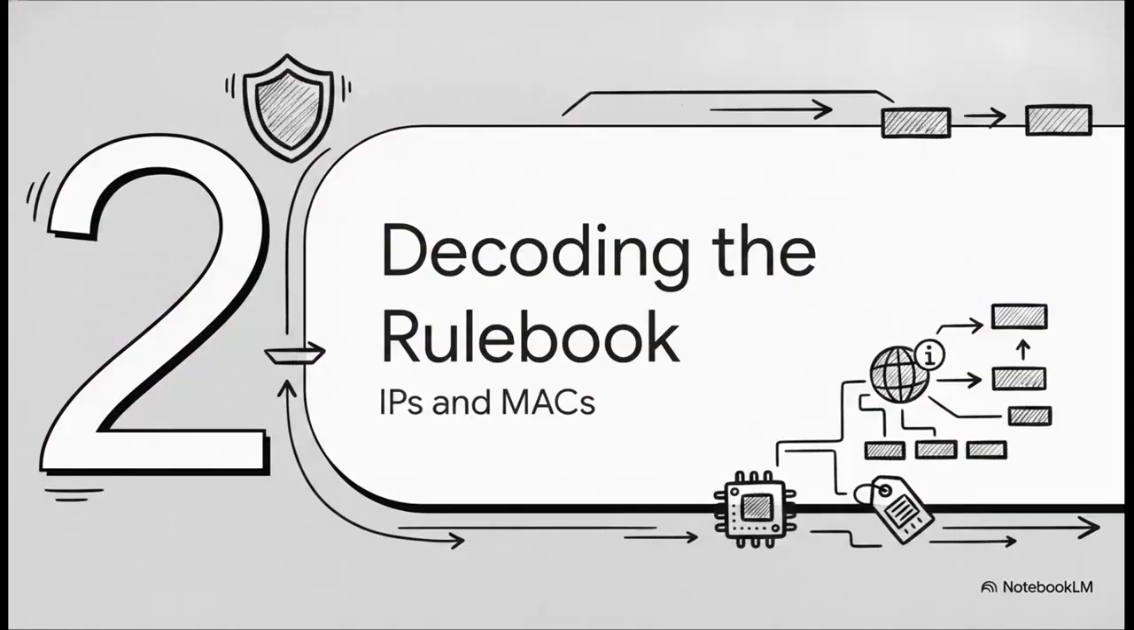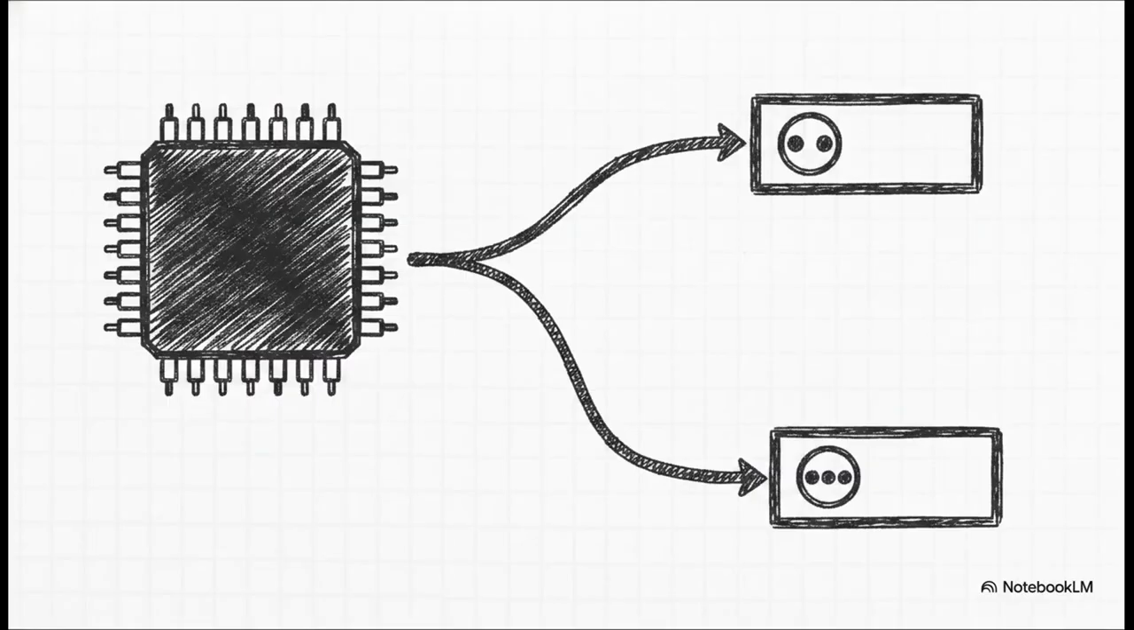Simple as that. Moving right along to Section 2, Decoding the Rulebook, focusing on IPs and MACs. First up, we've got rules based on the source MAC address. Now, a MAC address is just the physical, hardware-level identifier of a device. According to our sample flow table, if a packet arrives and its source MAC address ends in 5E, the action is to forward that packet out of output port 2. If it ends in 5F, boom, it goes out of output port 3. This is direct, physical-level routing at its finest.